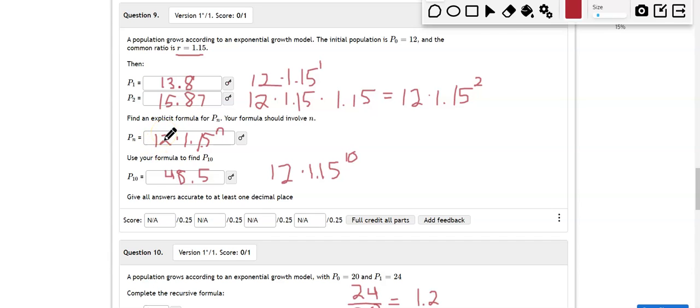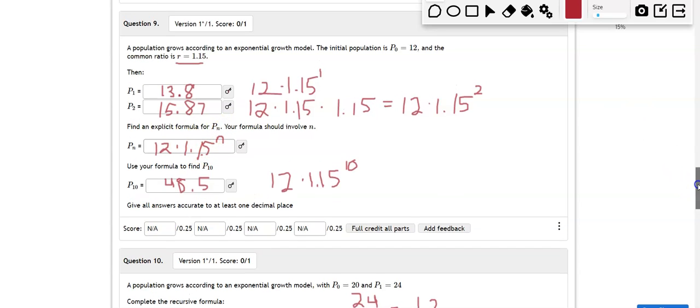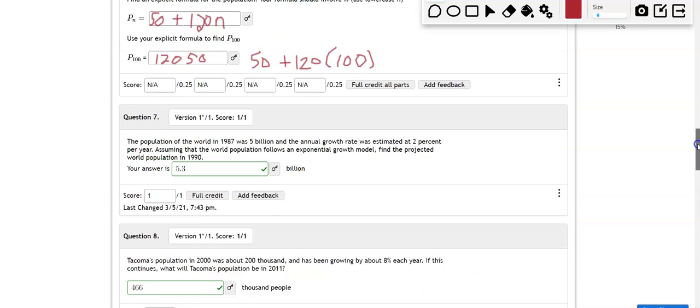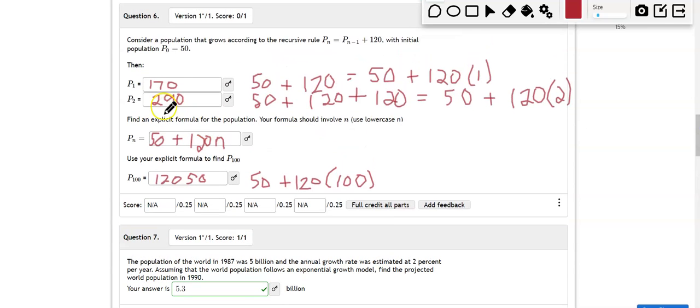And hopefully that will help you realize exponentials. You're going to have your P sub 0 times that common ratio that you get raised to the nth power. And then for the linear ones, you're going to have your P sub 0 plus whatever is being added over and over again times n for the linear ones.